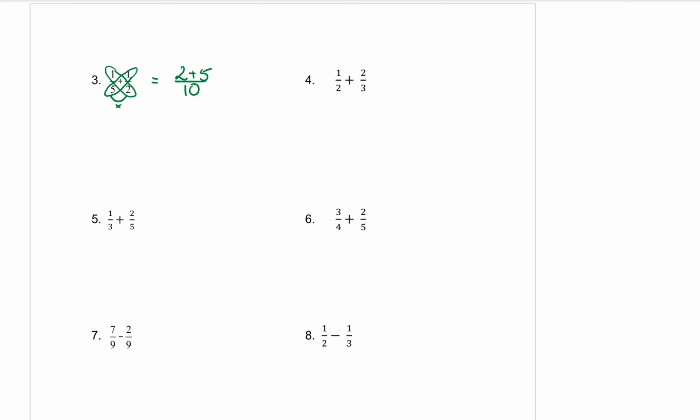Okay, that's a little process. If you can follow that one, that will work for every question. You multiply the bottom numbers together, then starting with the top left-hand side, you multiply diagonally, plus multiply diagonally the other way.